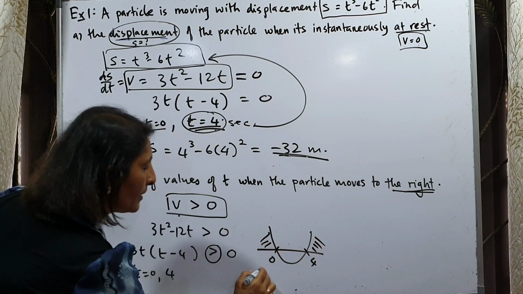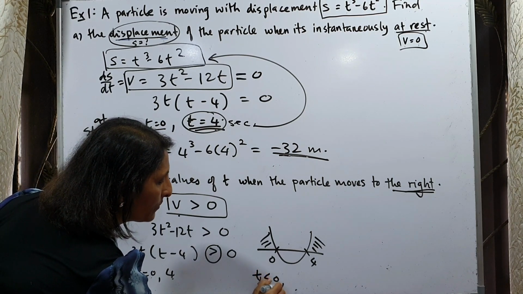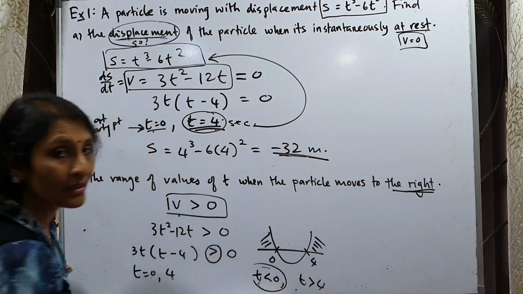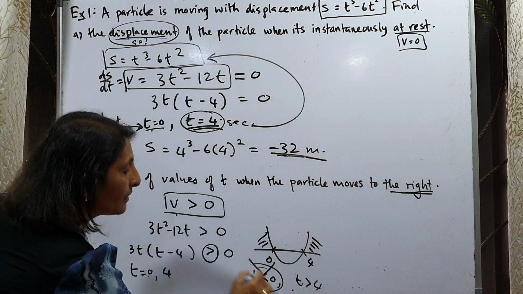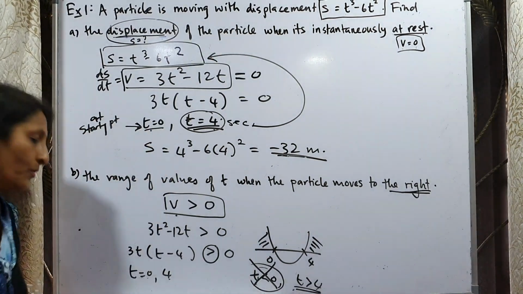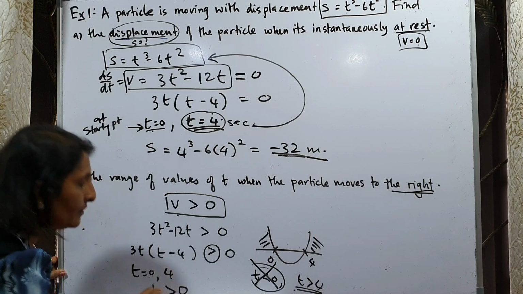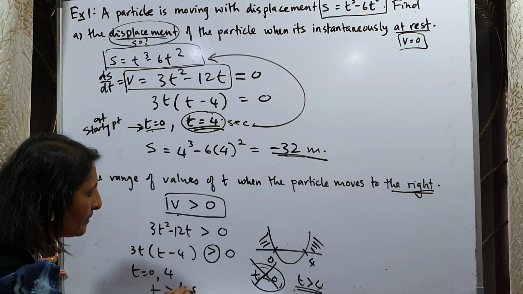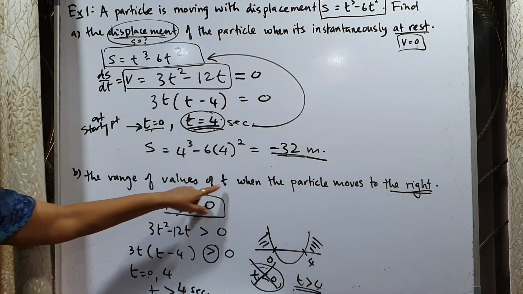Okay, so your answer here will be t less than 0 or t more than 4. But is it possible to get t less than 0? Can we say time is negative? No. So we just ignore this answer and your final answer is t greater than 4 seconds. Okay, that's how you find the range of values of t.